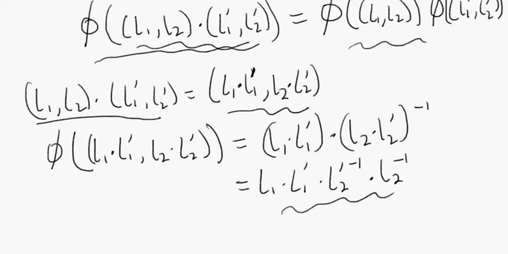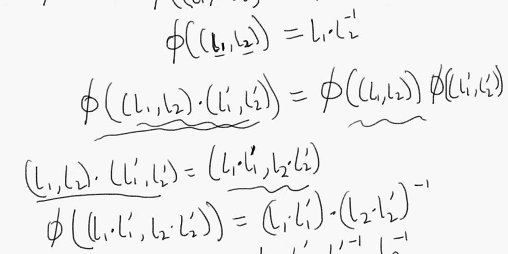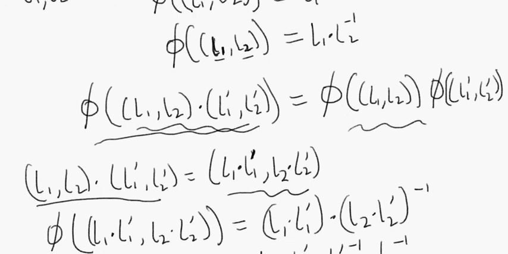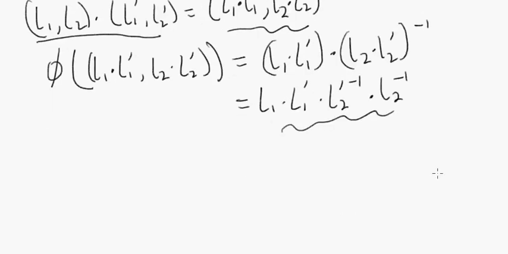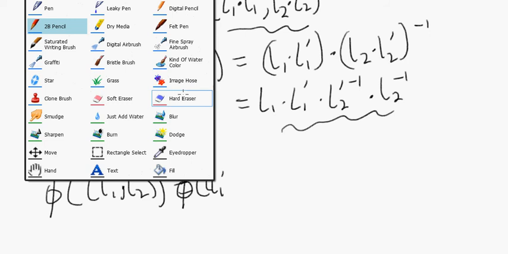What's the right hand side going to give us? Well, what's phi of L1 L2? Isn't that the same as L1 L2 inverse? What about L1 prime L2 prime? Isn't that the same as L1 prime L2 prime inverse? So are we saying that the right hand side, phi of L1 L2 times phi of L1 prime L2 prime? Okay, let's write this clearly.